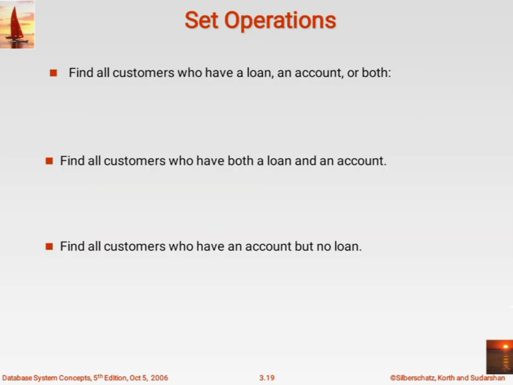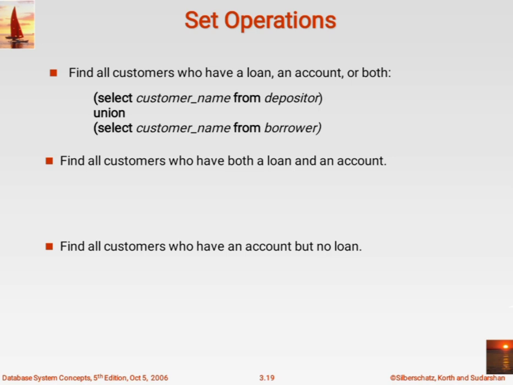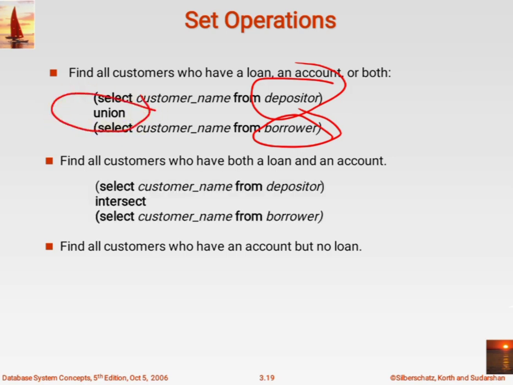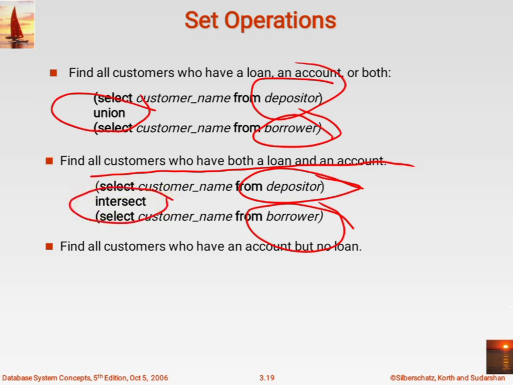If I am writing now: select customer name from depositor, here one relation I am using as depositor and one relation as borrower. From both these relations I want to select the customer name, so here I am doing union. One more example: I want to find all the customers who have both loan and account, so here I am selecting depositor and here borrower. But what I require is only those in both, that's why I am going to use intersect. Here I want all customers who have loan and account both.